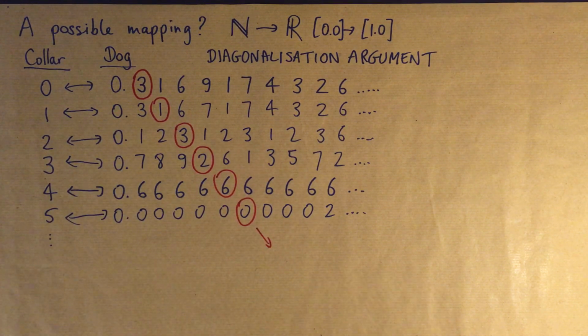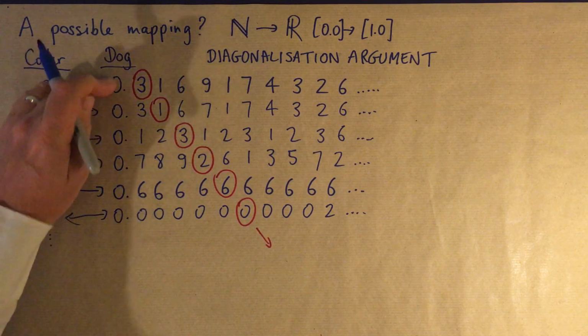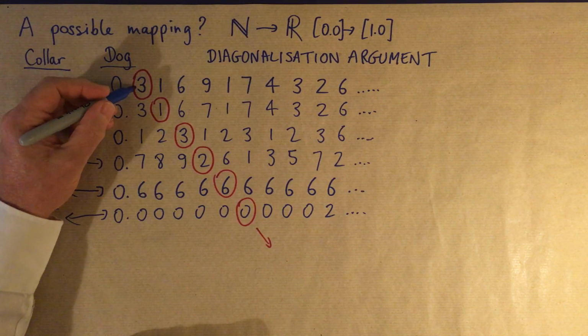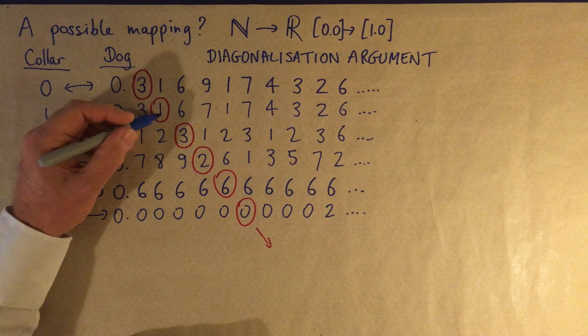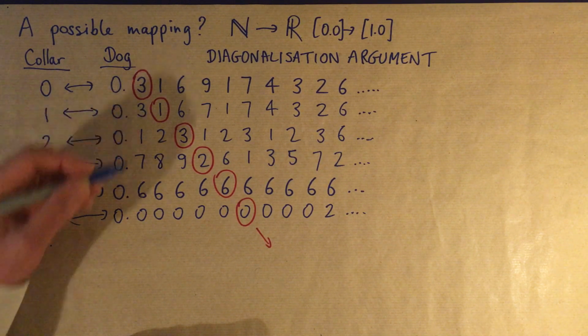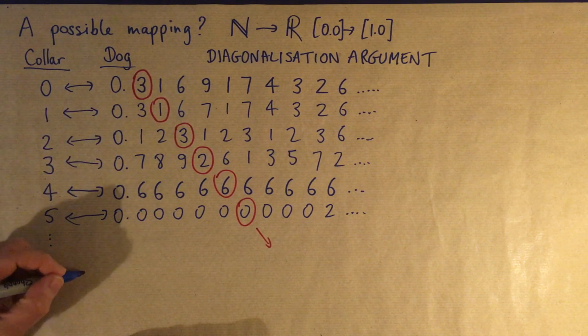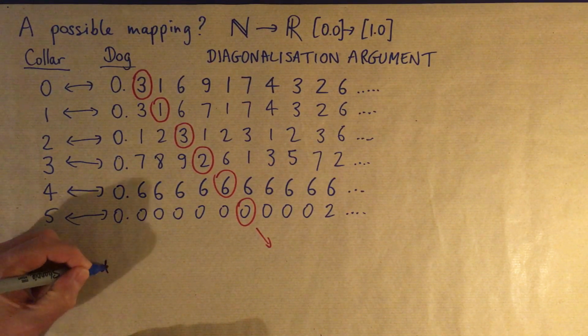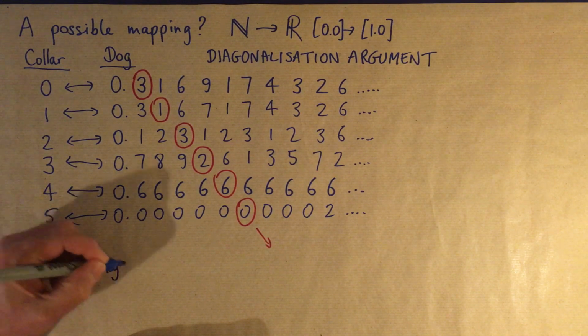Let's now make a new number. So this is the clever bit of the argument. Let's make a new number whereby if I have a 3 there, in my new number I'm going to write 4. And if I have a 1 here, in my new number I'm going to write 2. In other words, I'm going to add 1 to each of the digits. So this new number, we'll call it new dog, or maybe unlucky dog as it turns out.